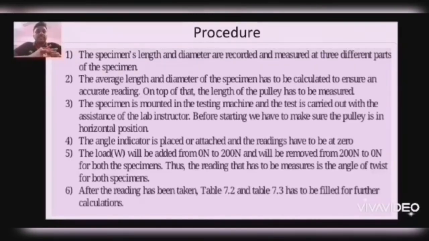The angle indicator is placed or attached, and the readings have to be at 0. The load will be added from 0 Newton to 200 Newton and will be removed from 200 Newton to 0 Newton for both specimens. The reading that has to be measured is the angle of twist for both specimens. After the readings have been taken, tables 7.2 and 7.3 have to be filled in for further calculations.